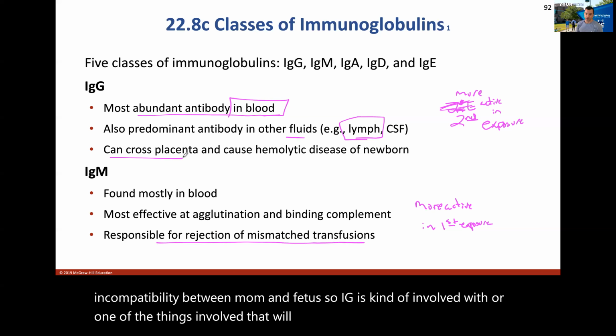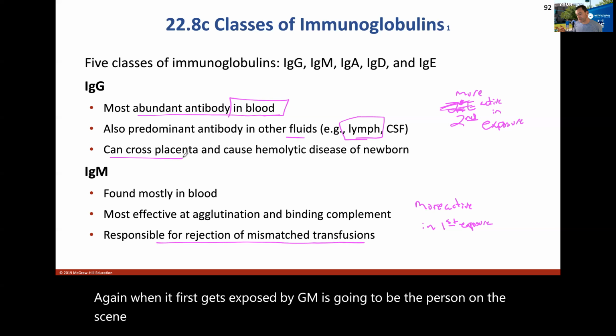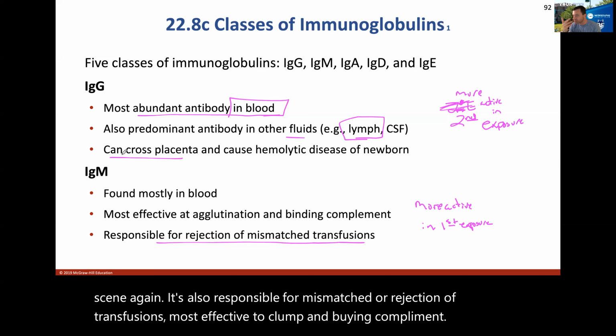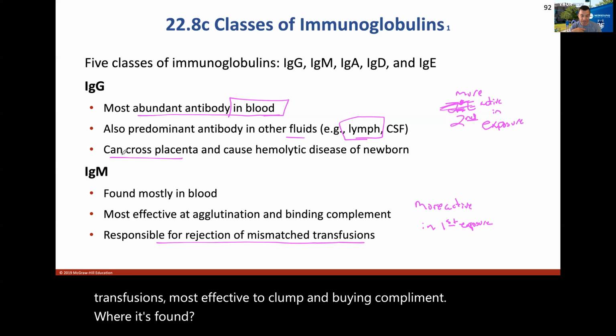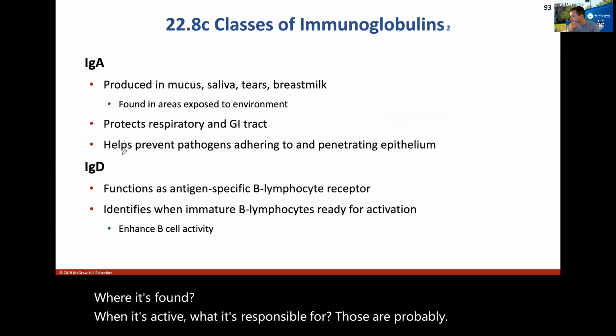IgM, again, when it first gets exposed, IgM is going to be the person on the scene. It's also responsible for mismatched or rejection of transfusions. Most effective to clump and to bind complement. Where it's found, when it's active, what it's responsible for, those are probably more important things to remember.